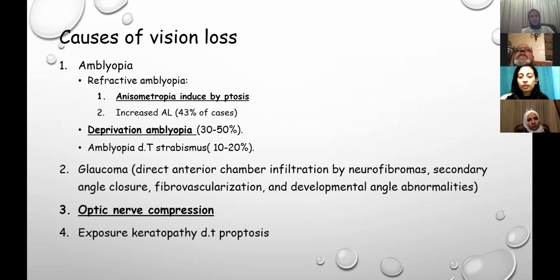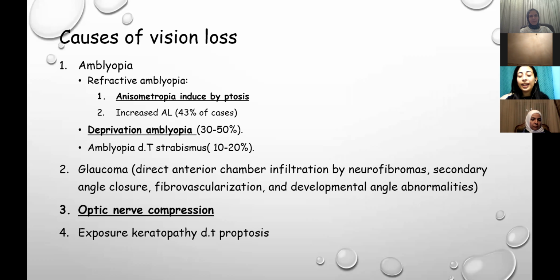We here just needed to measure the axial lens in this patient, but she missed her follow-up for this point. Also deprivation amblyopia because of the ptosis, and amblyopia due to strabismus. Also glaucoma. Glaucoma here have different mechanisms, maybe infiltration of the angle by the neurofibromas.